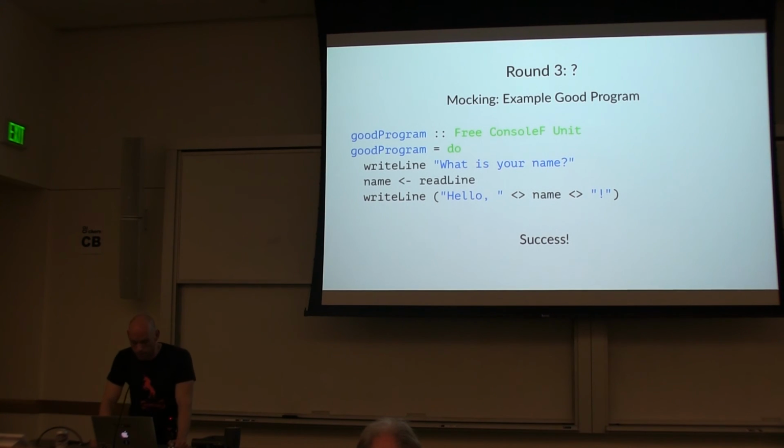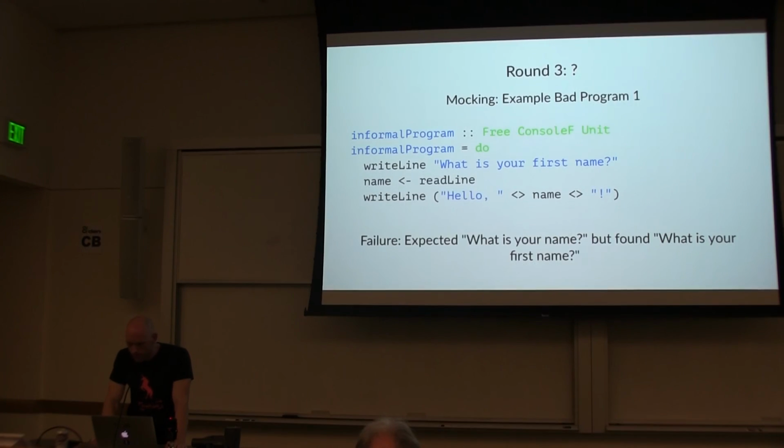So this is a good program. You run it using this, and it's going to say success, because this program does what it should. Here's a bad program that gets a little too friendly. What is your first name? And what does it tell us? Well, it says failure: expected "what is your name", but found "what is your first name".